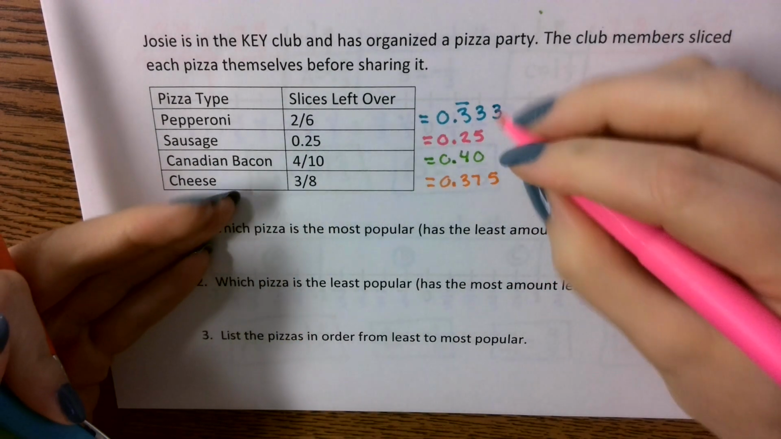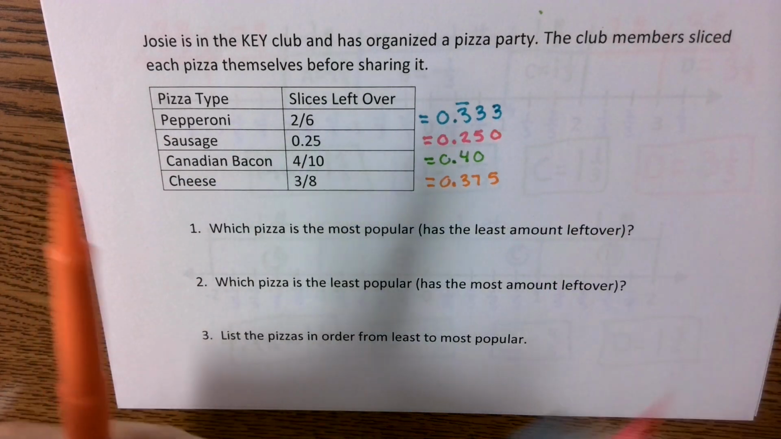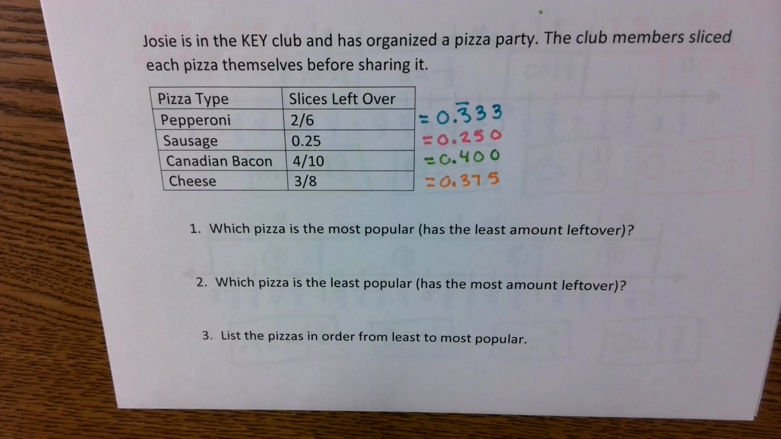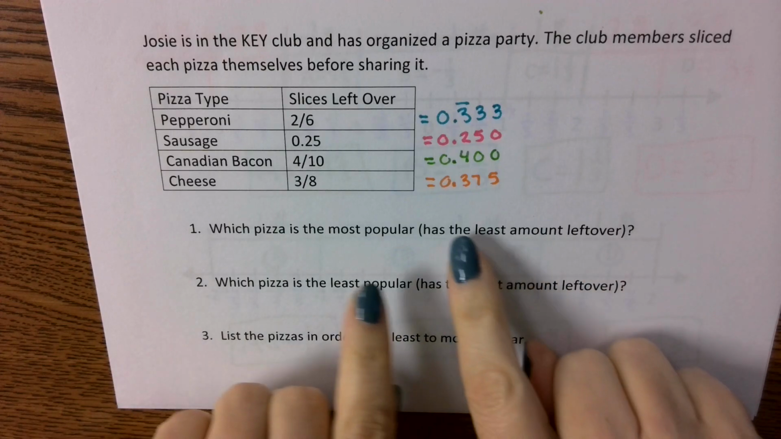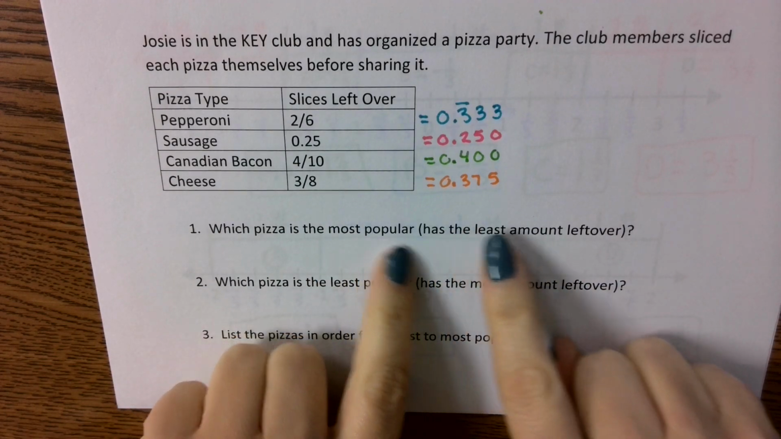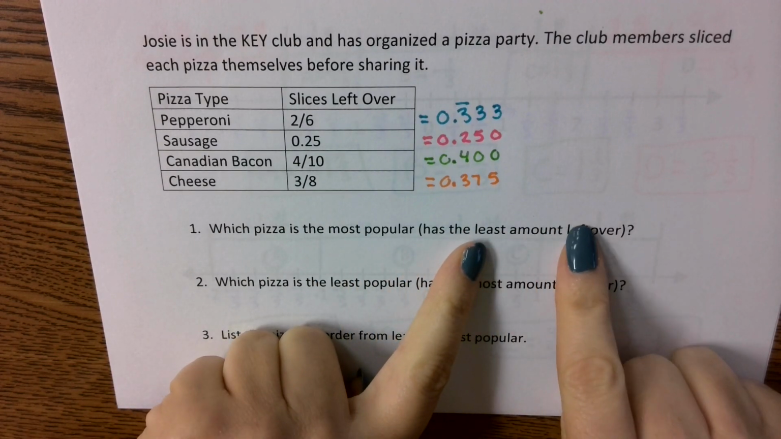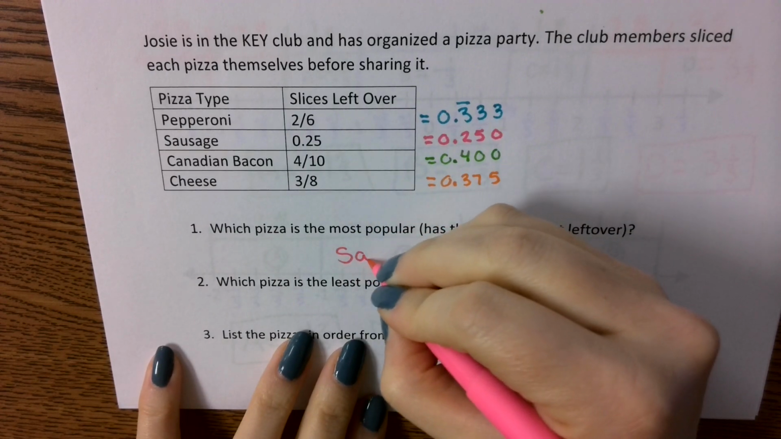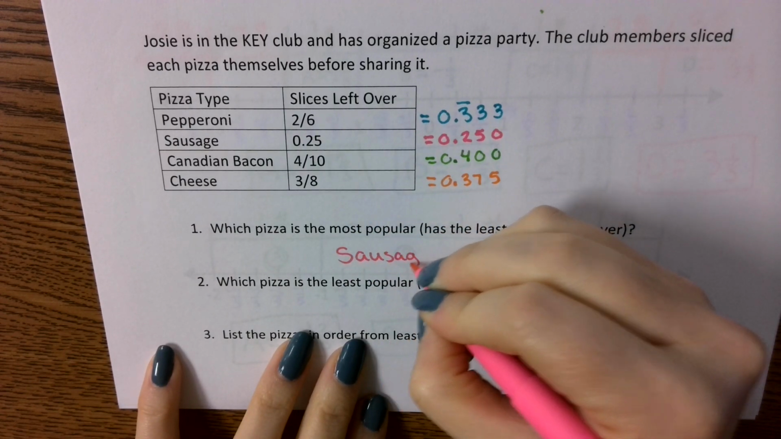Behind the 2.5, I'm going to add a 0. Behind the 40, I'm going to add another 0 to make it a 400. So I'm going to make sure that I have the same number behind each of them, just so it makes it easier to compare. And again, the most popular pizza is the one that has the smallest amount left over, which happened to be the sausage pizza. So sausage was the most popular.